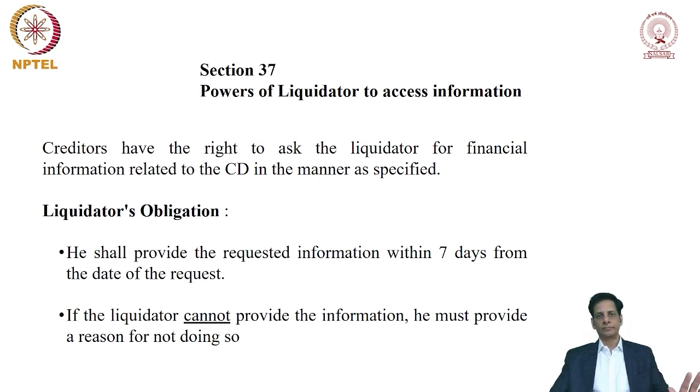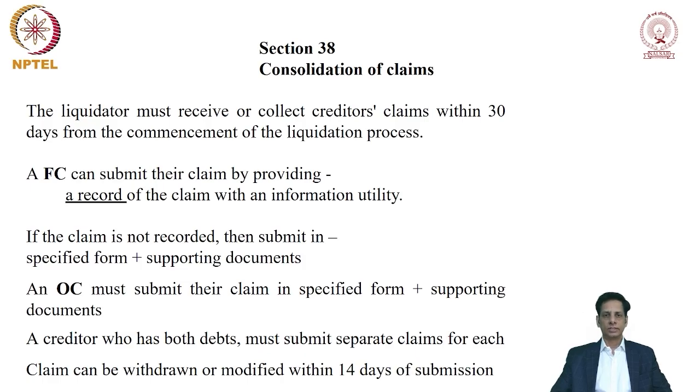So section 37 is simple. The liquidator has a right to information, so he can access various government agencies and also utility centers to get information. Number two, creditors have a right to access, therefore they can ask the liquidator for information, and the liquidator is bound to give them information. Let's move forward. Now we go to section 38.